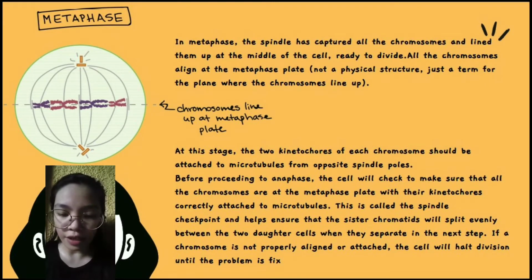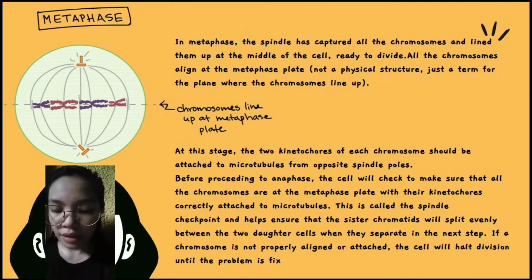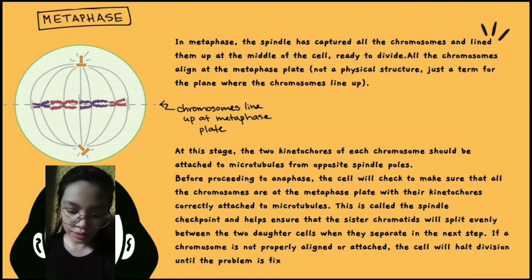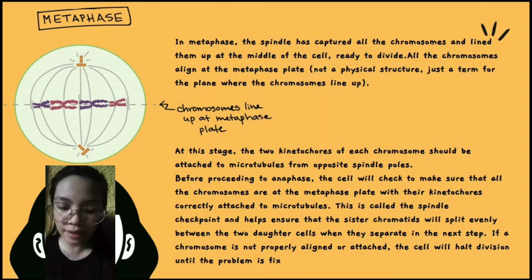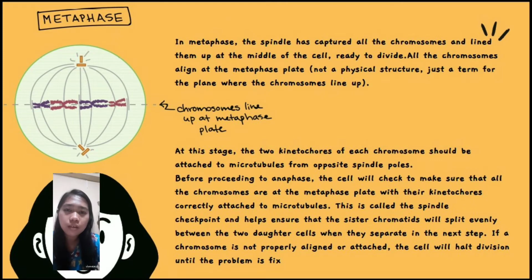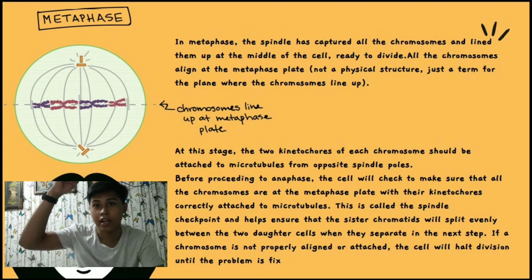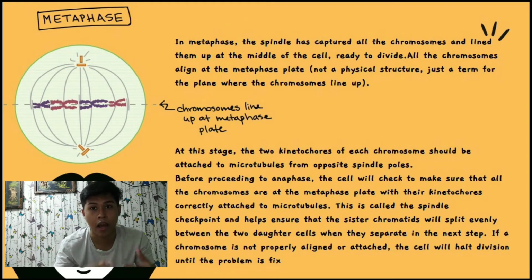After that, metaphase happens. In metaphase, the spindle has captured all the chromosomes and lined them up at the middle of the cell. So in metaphase, aligning of the chromosomes happens. In metaphase, the chromosomes are lined up at the metaphase plate. So there it is, you can see they are all in the middle, getting ready to separate.